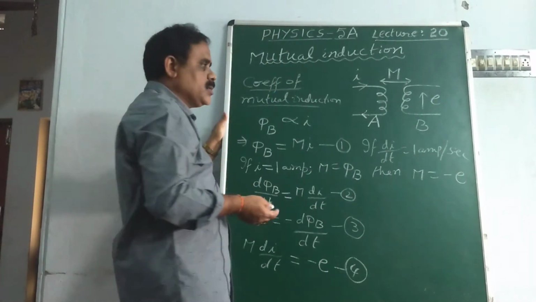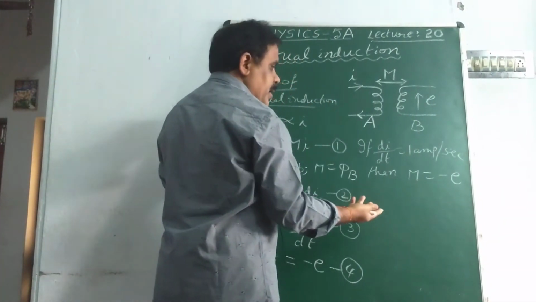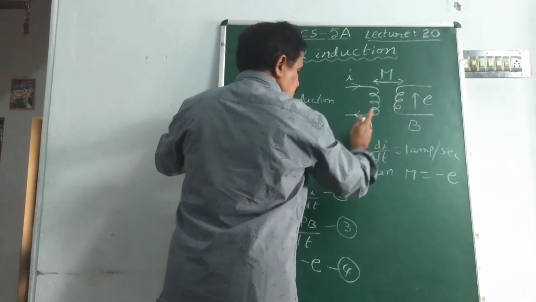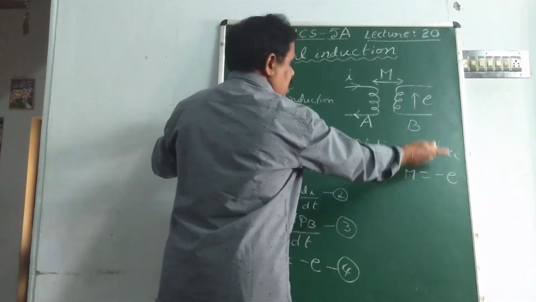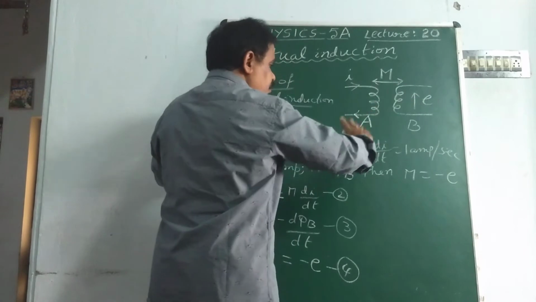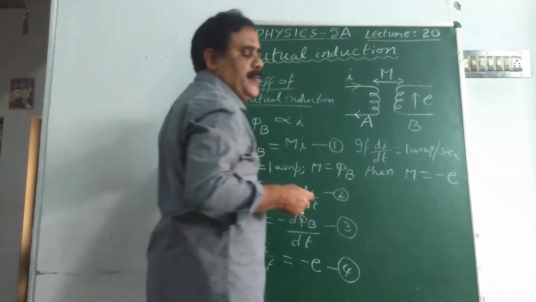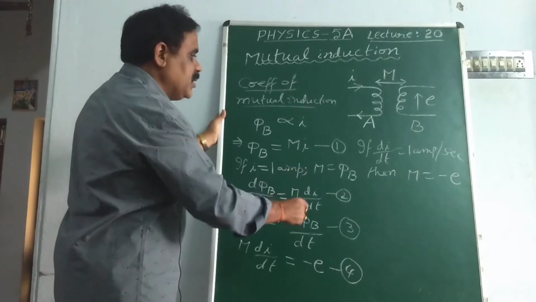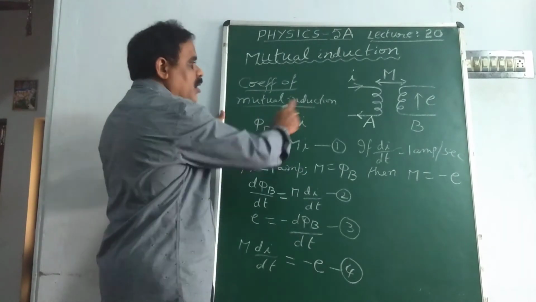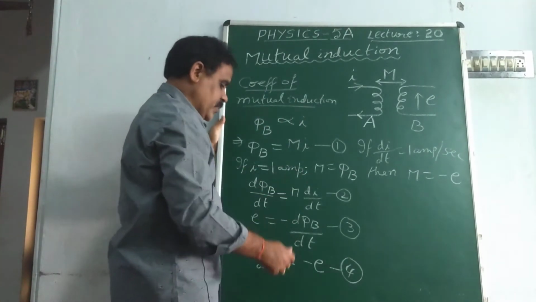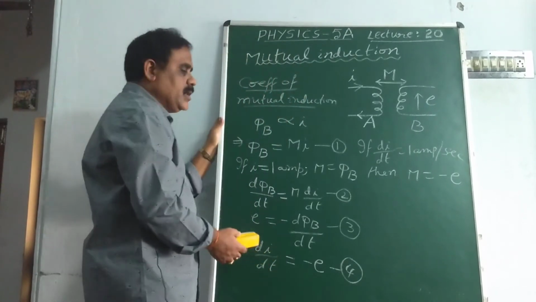So that's why the coefficient of mutual induction is equal to the EMF in one coil if the rate of change of current in the other coil is 1 ampere per second. So these two are the definitions for the coefficient of mutual induction. Again, we will go for one derivation.